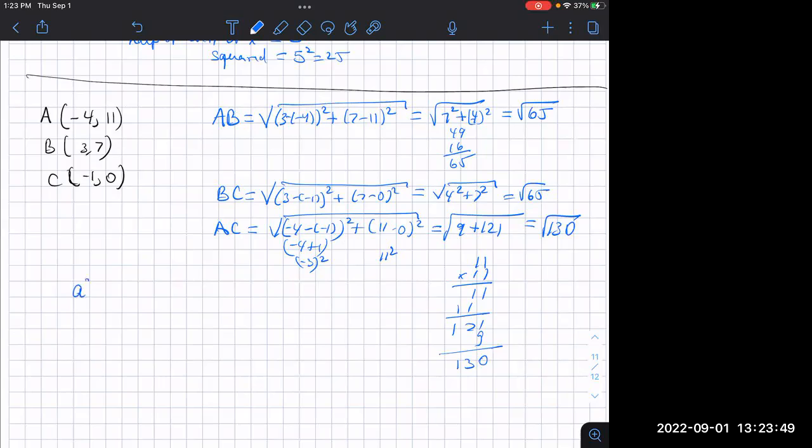Okay, so now check that a squared plus b squared equals c squared. So square root of 65 squared plus square root of 65 squared, is that equal to square root of 130 squared? Probably. Okay, let's check quickly.